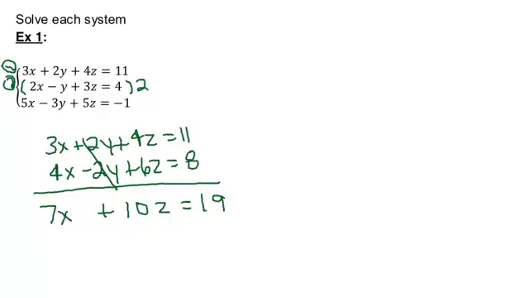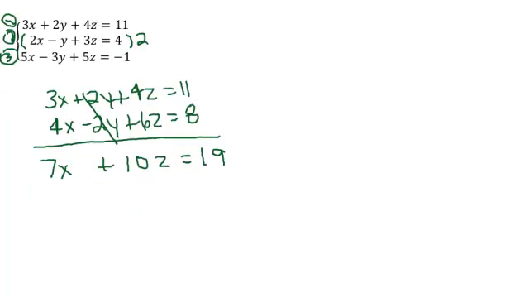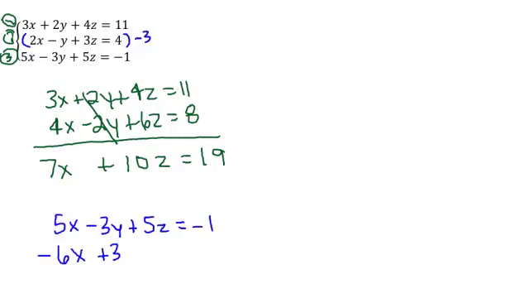Then we want to do the same thing with our third equation, and either 1 or 2. Now, notice that we eliminated our y's in our first set of elimination. So we want to do the same with our second set as well. So in this case, we are going to use our third equation and our second equation. So again, if we use equation 3, we have 5x minus 3y plus 5z equals negative 1. If we multiply by negative 3, we get negative 6x plus 3y minus 9z equals negative 12.